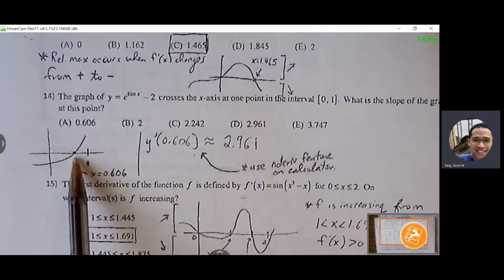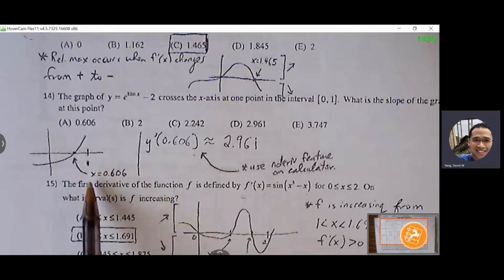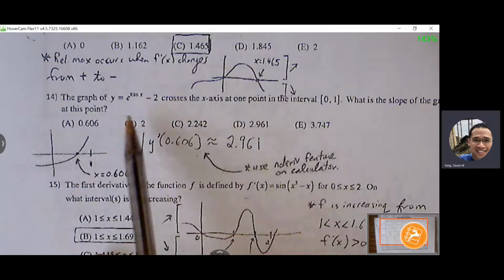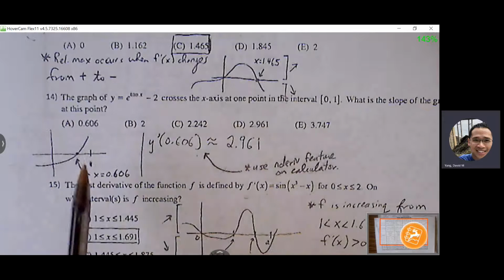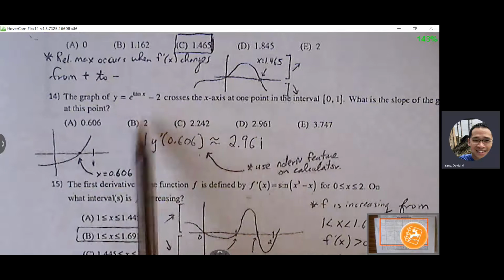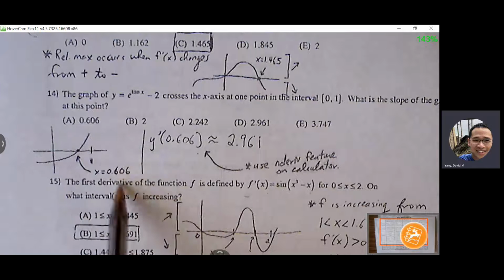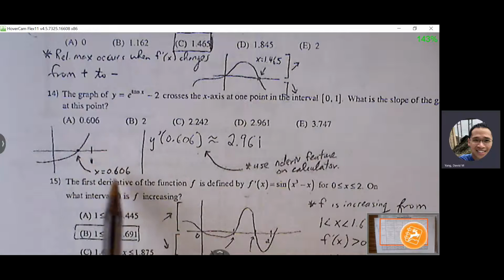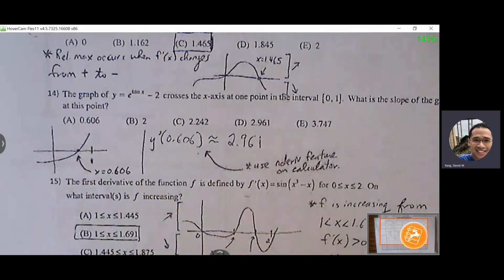So I'm going to have to use my derivative feature, Math 8 on the graphing calculator, or you can do the d over dx. You can type in your function and then plug in the x value, ask the calculator to find the slope, the derivative at that point for you, and that will get you 2.961.